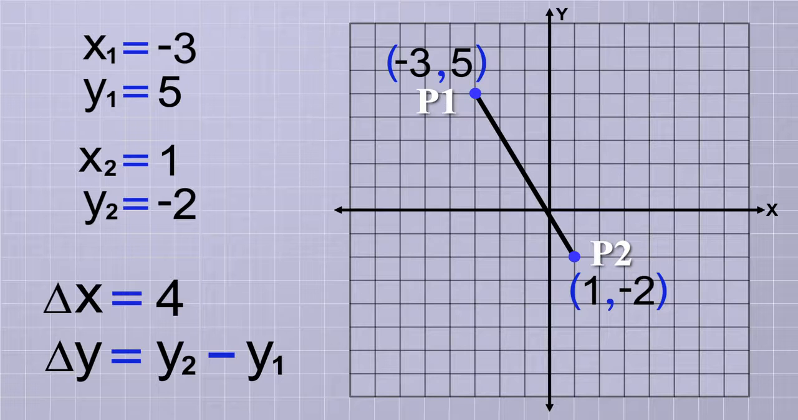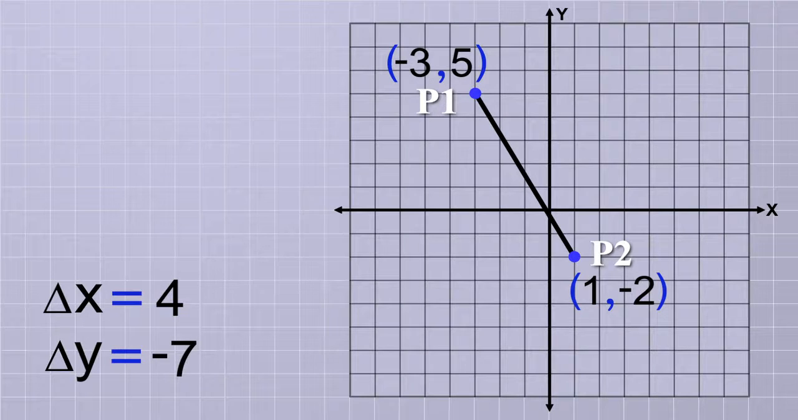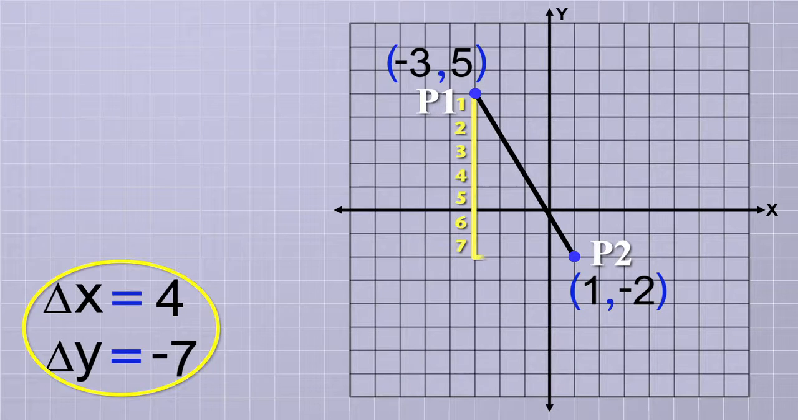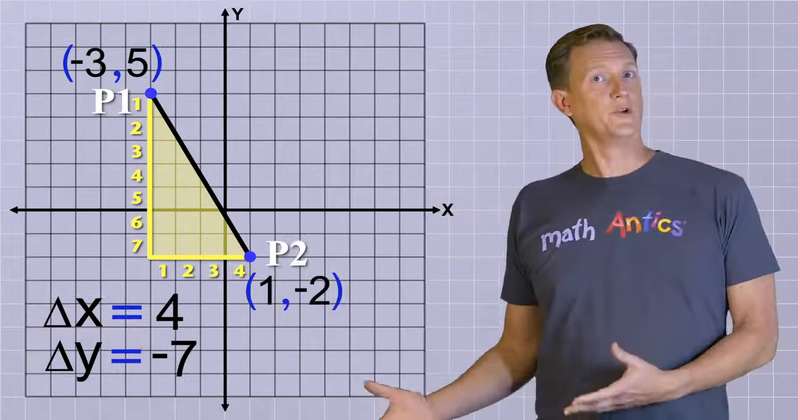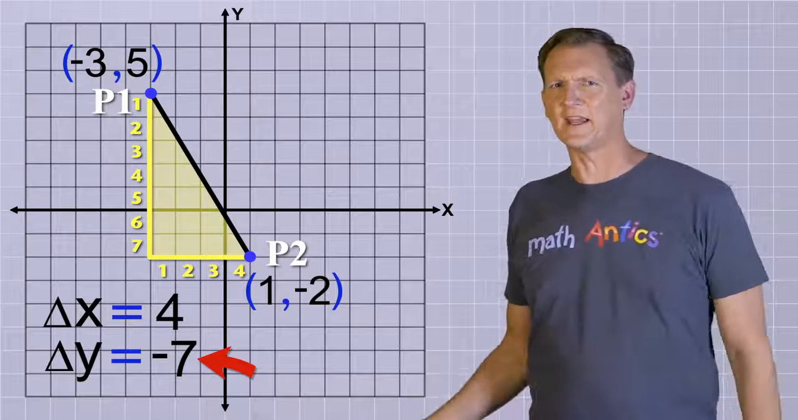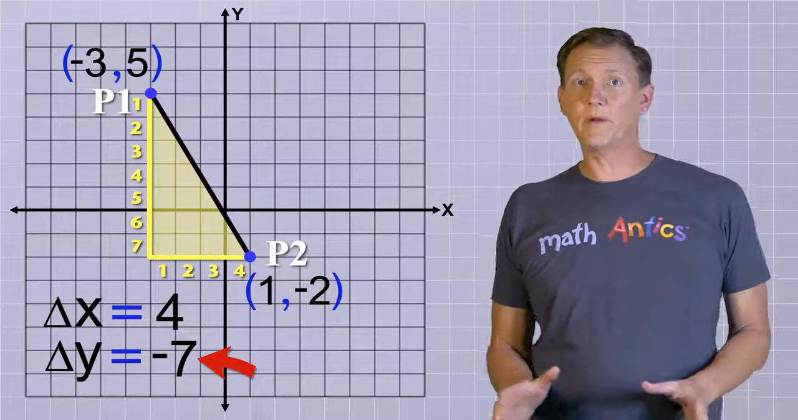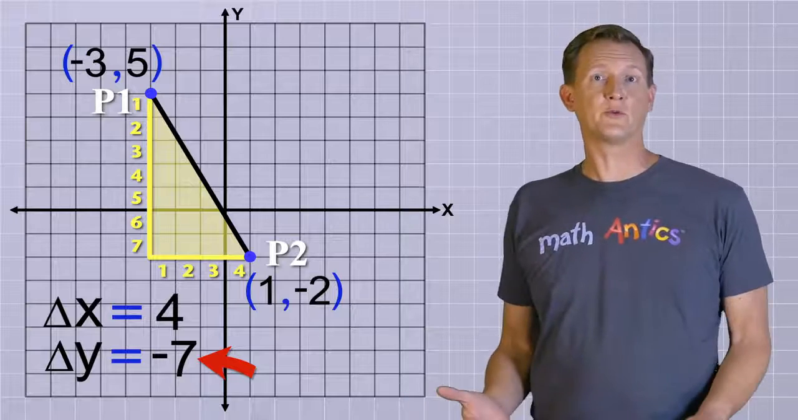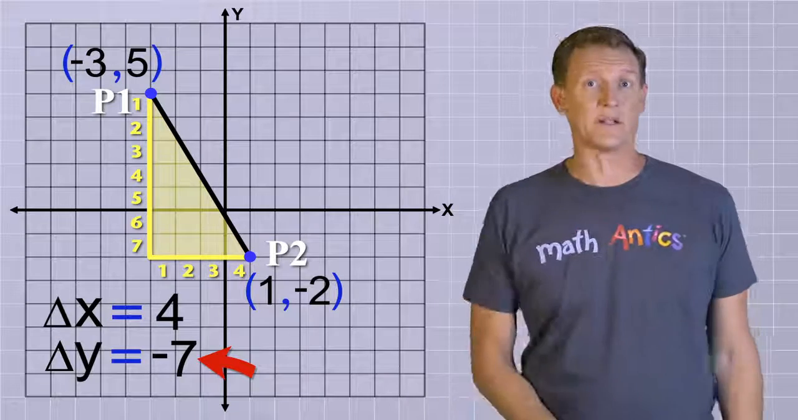Delta y equals y2 minus y1, which is negative 2 minus 5. So delta y equals negative 7. Again, we see that those delta values agree with the graph and the right triangle formed by the line between the 2 points. Or do they? One of our deltas is negative, but a length can't be negative, can it? Well, no, but remember that deltas are really a difference between coordinate values, so they can be negative.